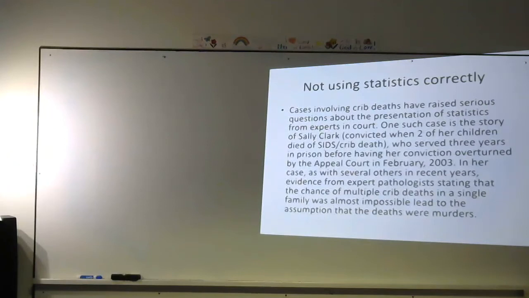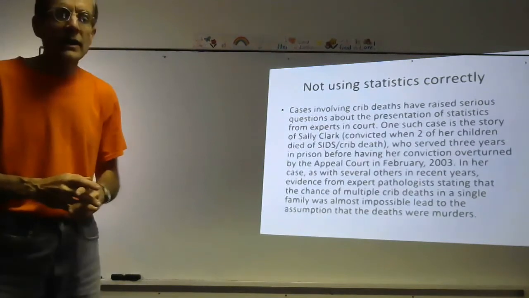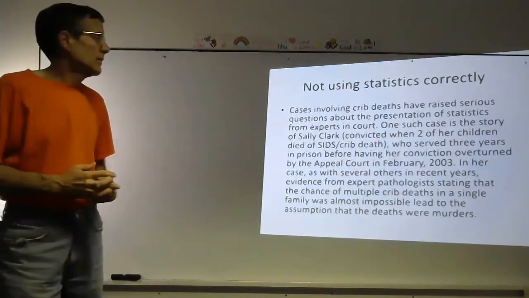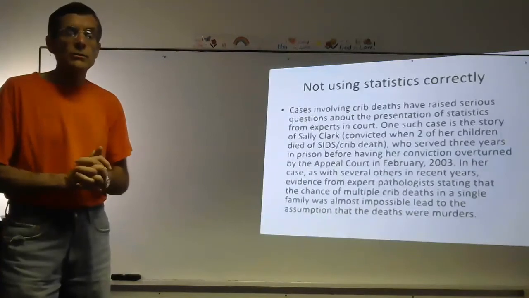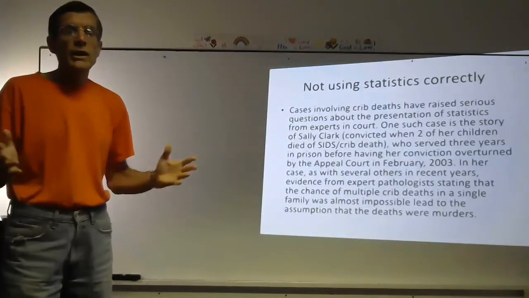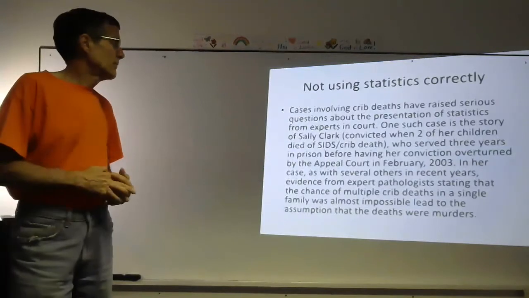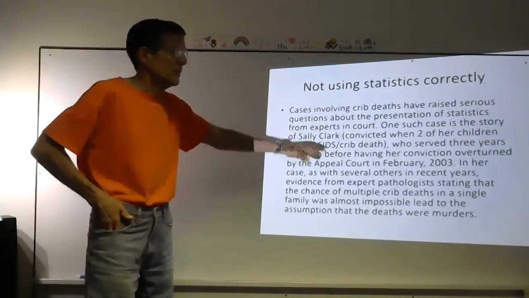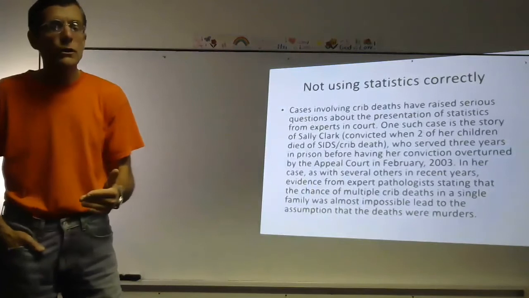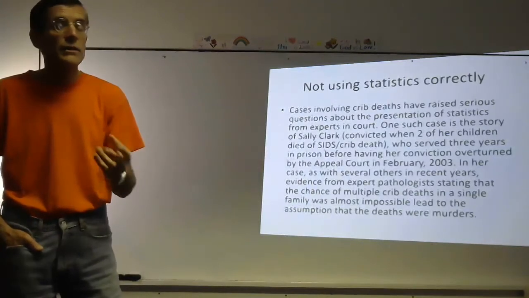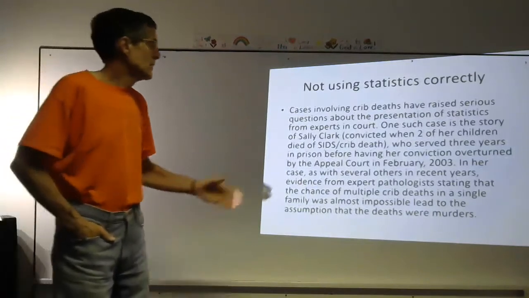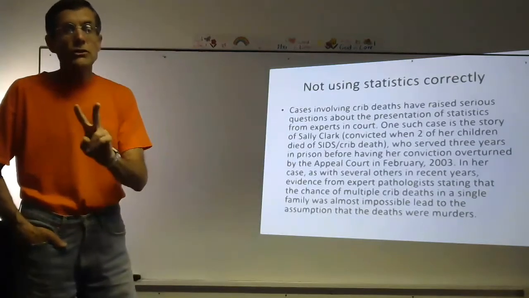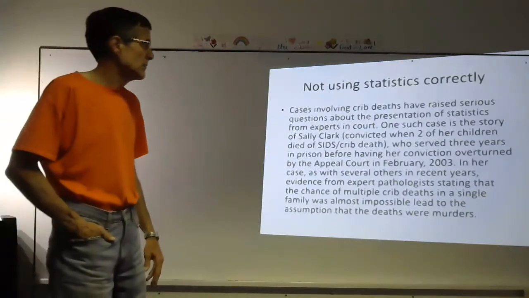Okay, before we get into that, I want to talk a little bit about the Sally Clark case. We talk a lot about misleading statistics here. This is a classic case where statistics were used incorrectly and someone ended up in jail because of their misuse of statistics. Sally Clark had 2 of her children die of SIDS, sudden infant death syndrome, or as in Great Britain they call it cot death or crib death. She was convicted of having actually killed her children because she lost 2 of them to sudden infant death syndrome.